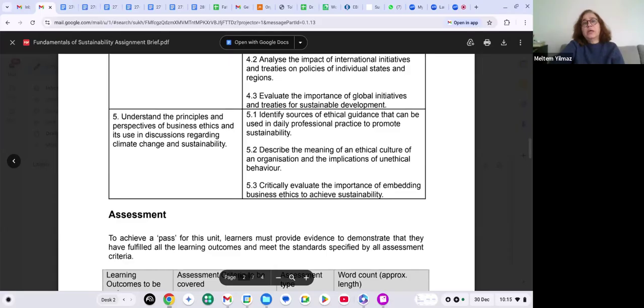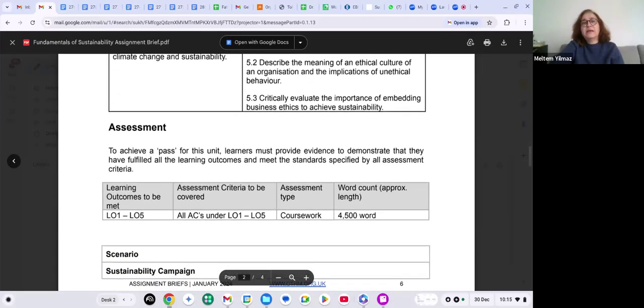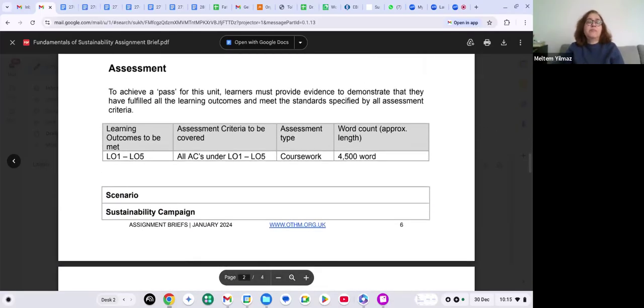So to achieve a standard pass paper for this unit, we need to understand how learners have to provide evidence to demonstrate that they have fulfilled all the learning outcomes and meet the standards specified by all the assessment criteria.